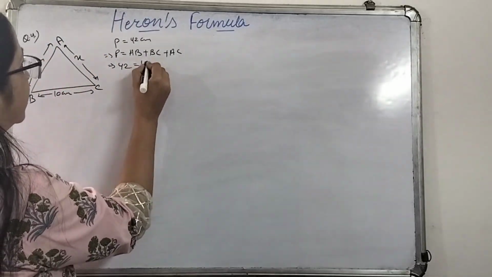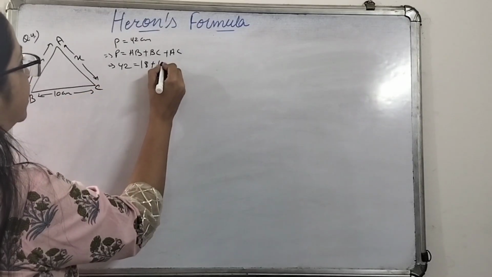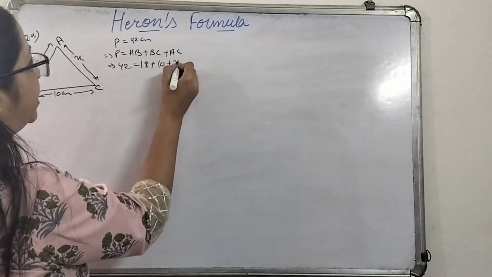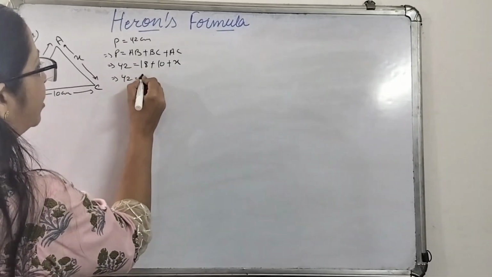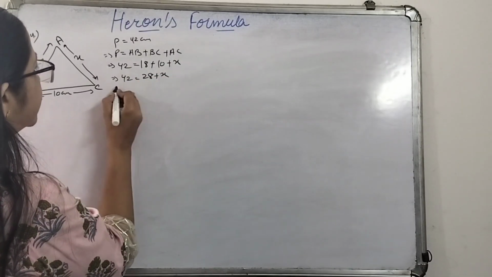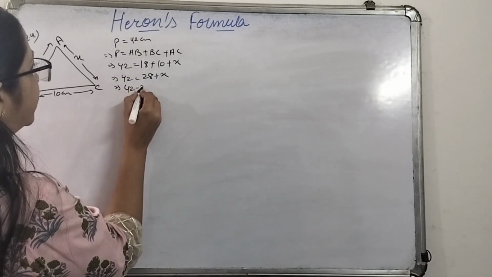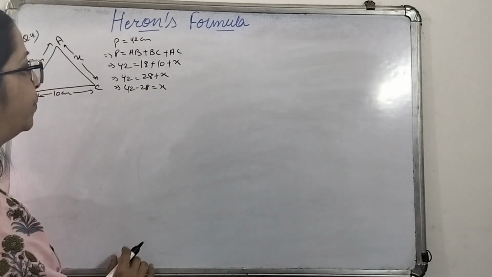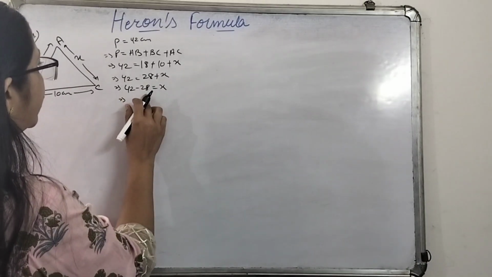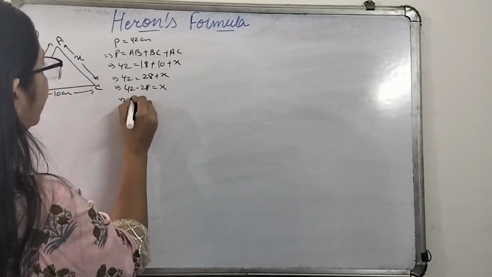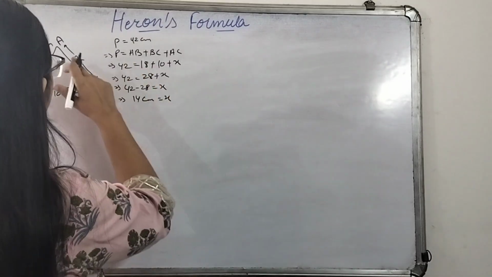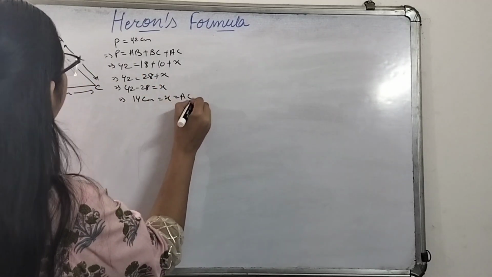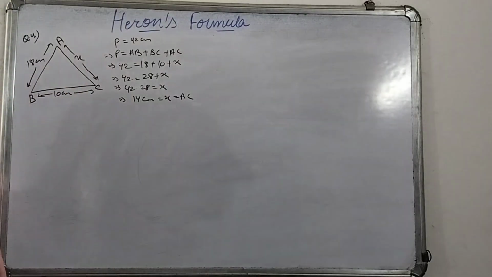AB is 18, BC is 10, and we have assumed AC to be x. So it will be 42 equivalent to 18 plus 10, which is 28, plus x. So 42 minus 28 will be the value of x. So what will x be? It will be 14 centimeter. That means side AC will be 14 centimeter.